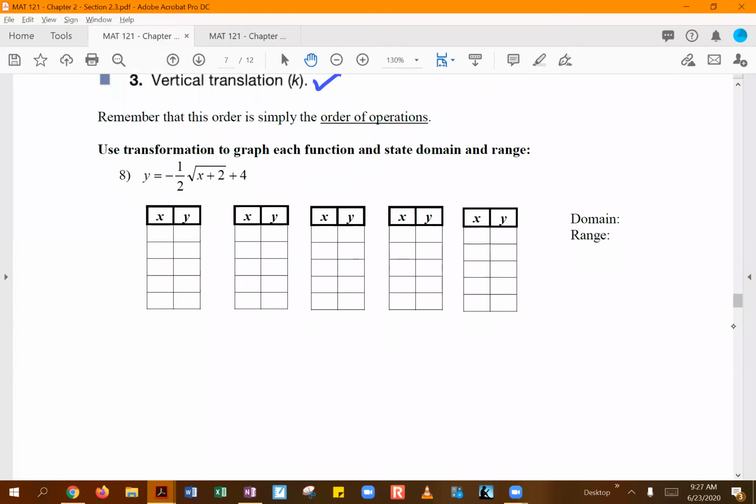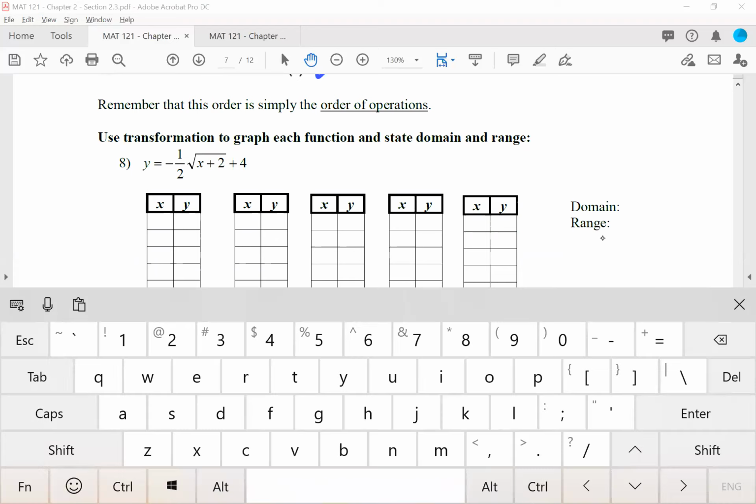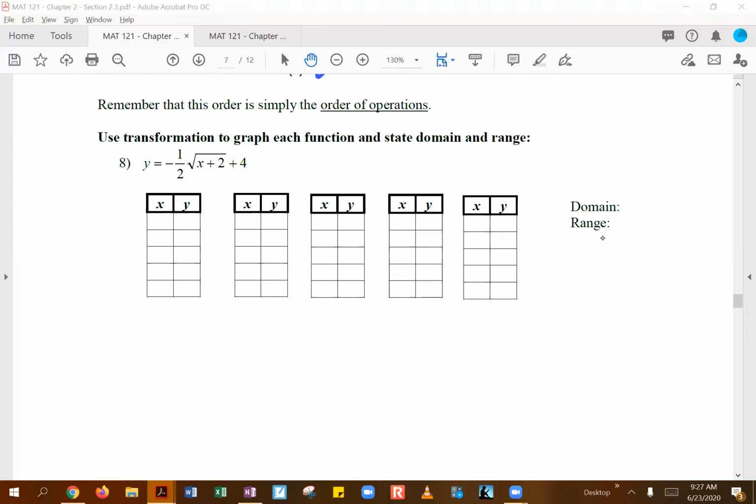So this example here that I have is just to kind of show how the transformation happens. So the first thing we actually have to do is think about what our base function is. So if we removed all these numbers that you were adding or subtracting or multiplying, what would our base function be here in number 8? So what do you think is the original function that we are transforming here?